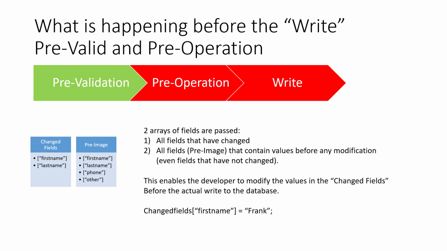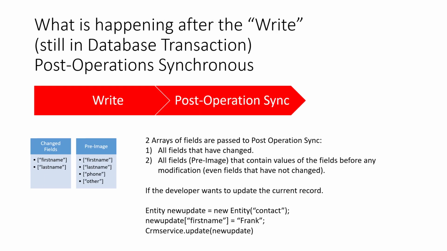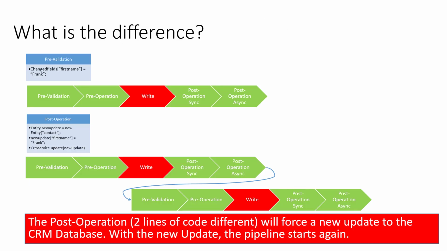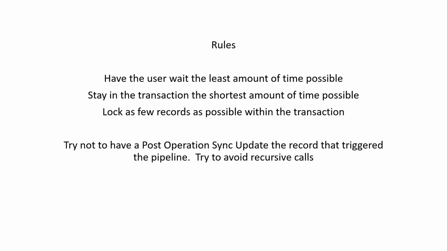What is interesting is I can change what is in the change field collection before the write stage, and all my changes will be applied to the record. Whereas if I try to change the fields on the post-operation sync, I need to issue an update statement again, which will then make a recursive call. We'll explore more of the impact of recursive calls later in the video. So our fourth rule is try not to have a post-operation sync update the record that triggered the pipeline. We want to try to avoid the recursive call.